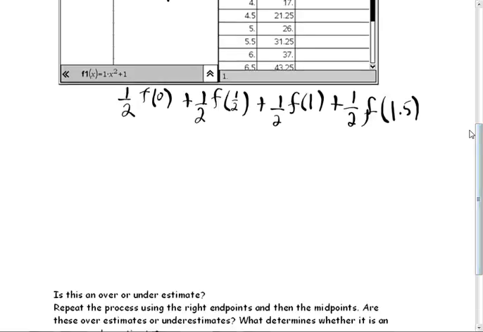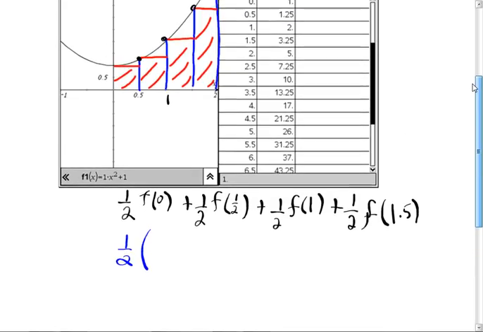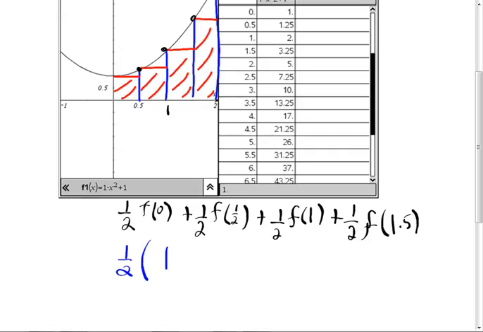And I could factor out a 1/2. You don't have to, I'm just going to. And if this is non-calculator, it's still not a big deal because, guess what? You don't have to add this up. You just have to write it as addition. That's it. So f of 0 is 1, plus f of 1/2 is 1.25, f of 1 is 2, and f of 1.5 is 3.25. And you may leave your answer that way. That's it. If you want to add, you certainly may.